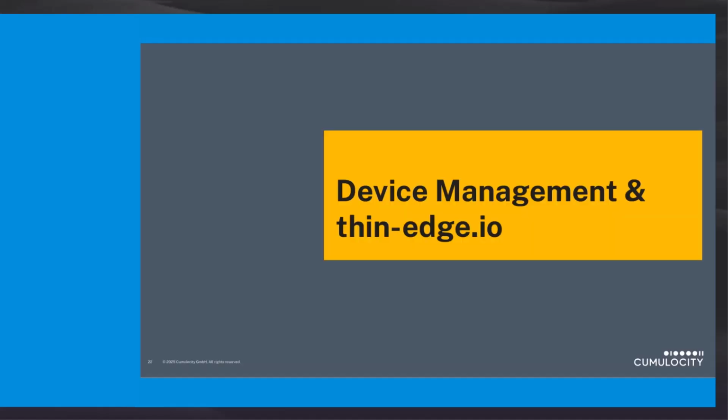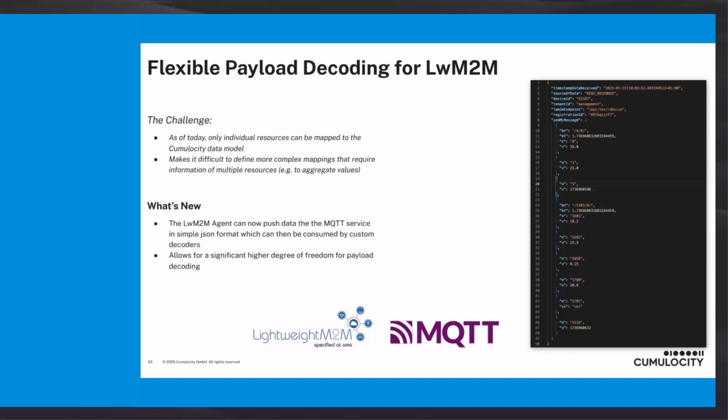So let's directly continue with the next topic, being the enhancements we have in device management in the context of thin edge. The first topic I would like to speak about is the flexible payload decoding we introduced for Lightweight M2M. Lightweight M2M comes with a standardized data model, which consists of the so-called objects and resources. And in the past, you had to map each of these resources from the Lightweight M2M data model individually to the Cumulocity data model, which makes it quite difficult if you have more complex mappings, like if you want to aggregate different values and so on.